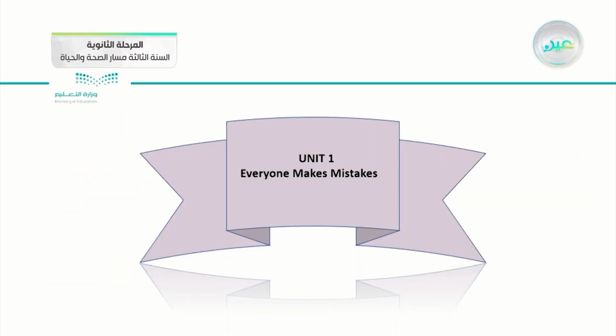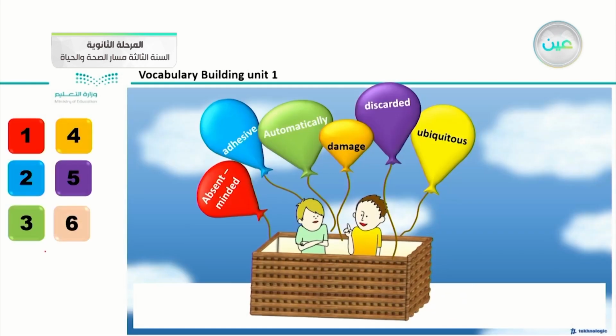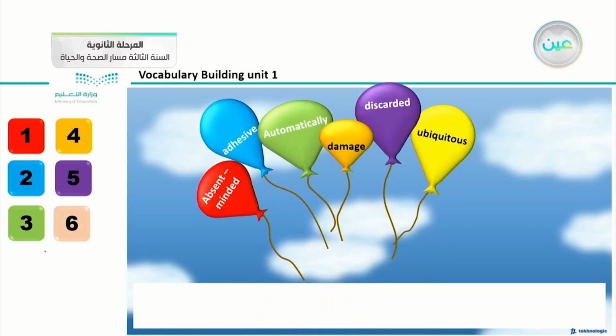So the first part of our lesson is from unit 1. Everyone makes mistakes. Every vocab and every grammar point I will show now belongs to unit 1. Look at this exercise here. We have a lot of words inside balloons and we have numbers. We should find which synonym or meaning is suitable for every balloon.